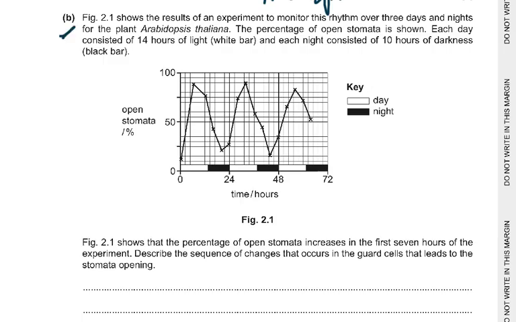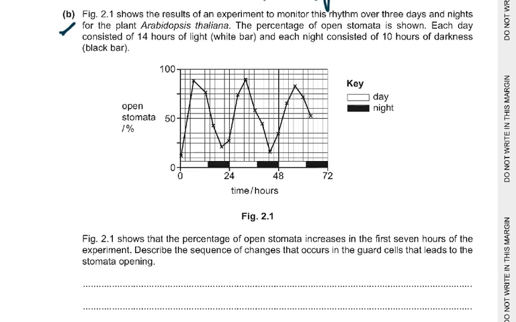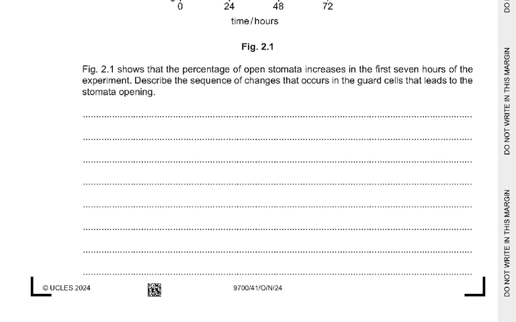Then coming to part B of the question, figure 2.1 shows the results of an experiment to monitor this rhythm over 3 days and nights for the plant Arabidopsis thaliana. The percentage of open stomata is shown. Each day consisted of 14 hours of light and each night consisted of 10 hours of darkness, the black bar. Figure 2.1 shows that the percentage of open stomata increases in the first 7 hours of the experiment. Describe the sequence of changes that occur in the guard cell that leads to the stomata opening. Now that's a very simple question. It's come many times, a very direct question.